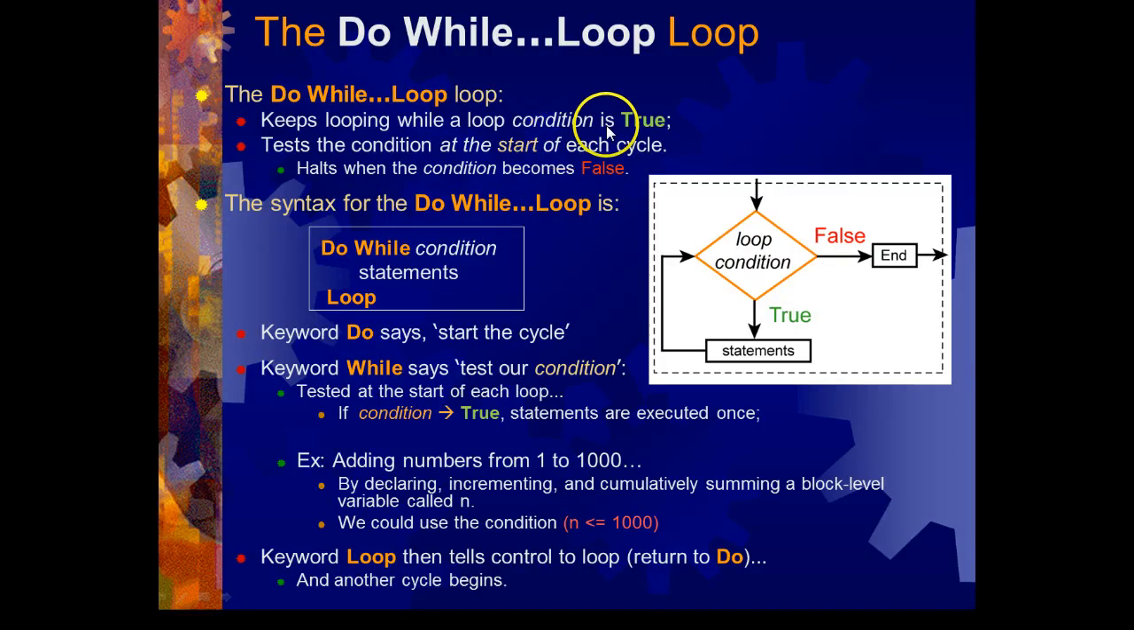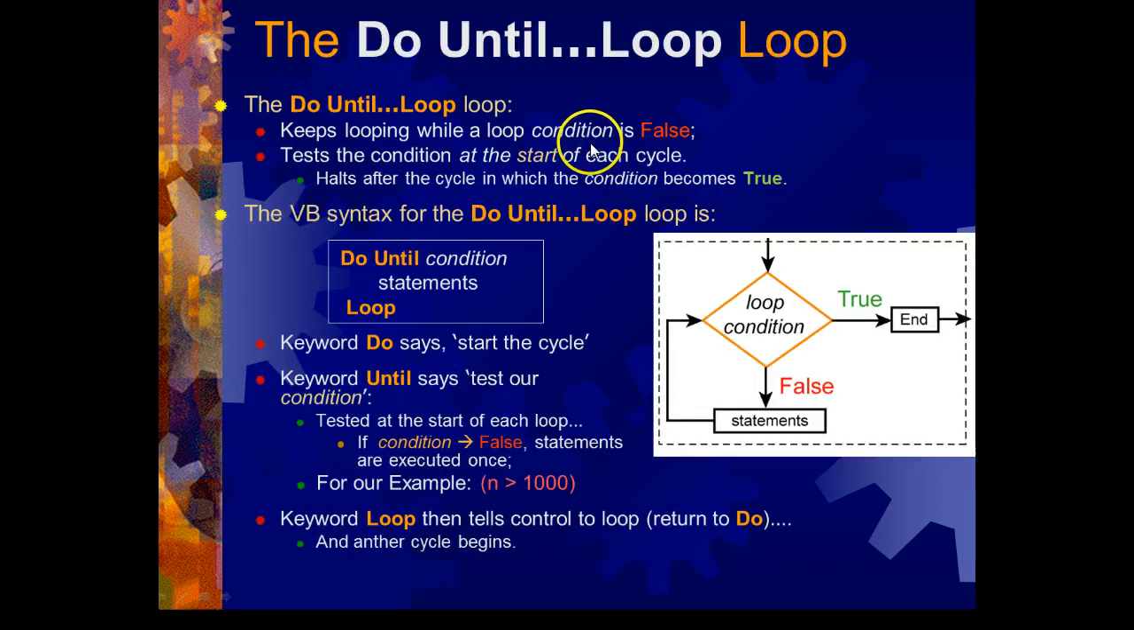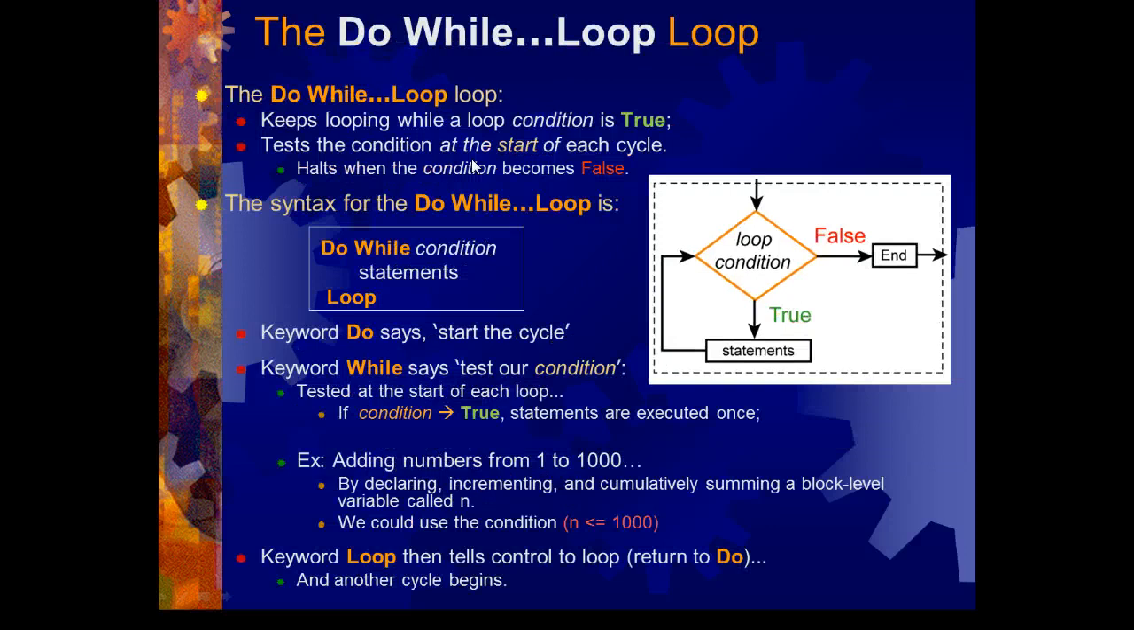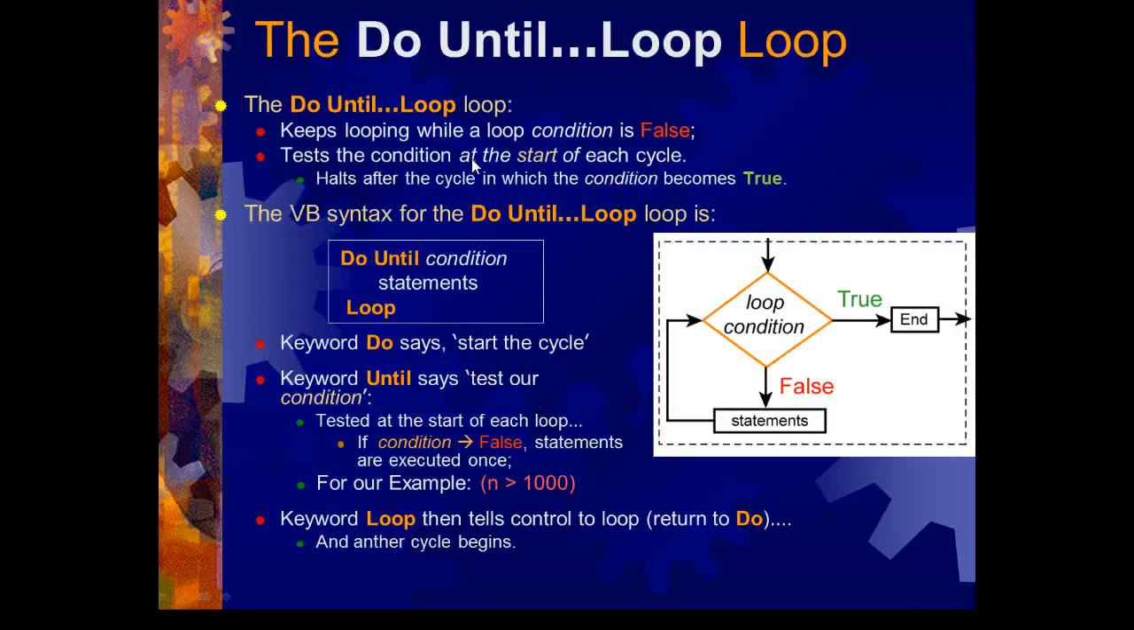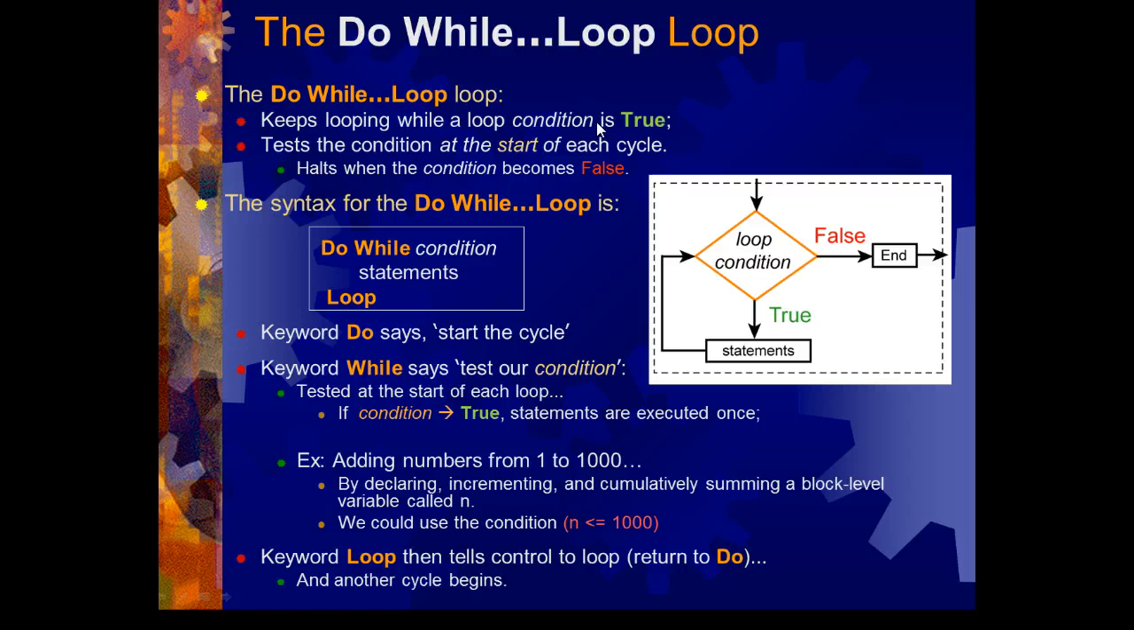I said that wrong, let me try that again. This one, we do it while the condition is true. This one, we do it while the condition is false. So when you say do until, that means keep doing it as long as it's false. It's a little hard to say correctly, but you can easily work it out yourself. So do until keeps looping while the condition is false, whereas do while keeps looping while the condition is true. That's the bottom line.